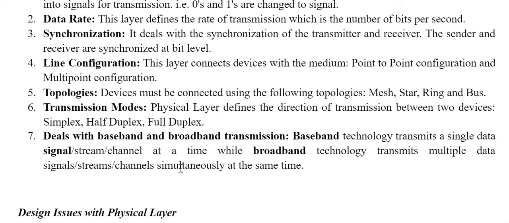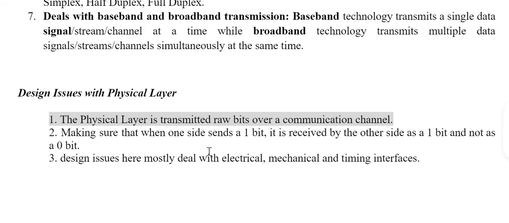Next, it also deals with baseband and broadband transmission. Baseband technology means transmitting a single signal or stream at a time. Broadband means it can transmit multiple data simultaneously at the same time. Fine. Some of the design issues with the physical layer: the first design issue is that in the physical layer raw bits are transmitted over the communication channel.